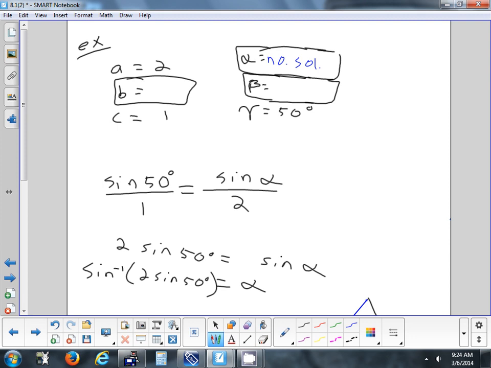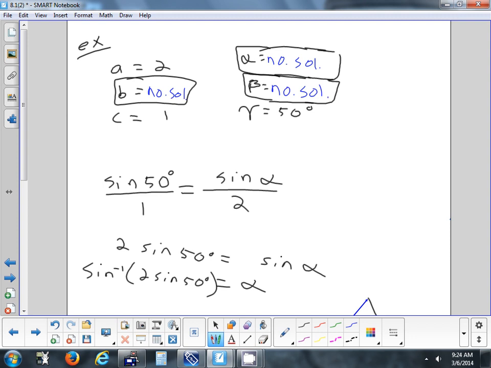Now, normally if we had a solution for alpha, what would we have done to get beta? Yeah, we'd add it to gamma and subtract from 180. But because there's no solution for alpha, that means there's no solution for beta. And if you can't find the angle, you can't find the side that's across from it. So that's generally the fastest kind of problem when there's no solution. You find out right away. Okay, any question on that?